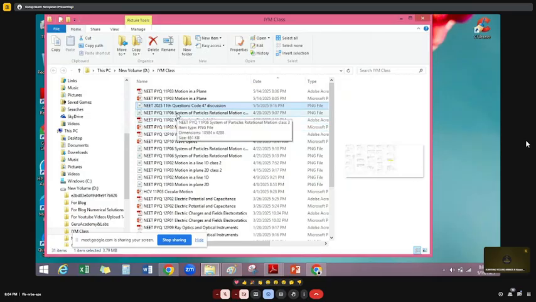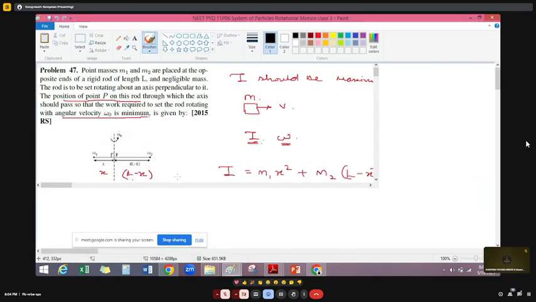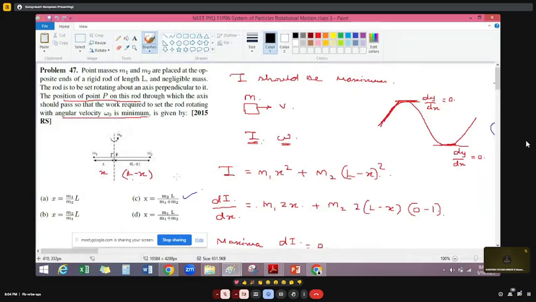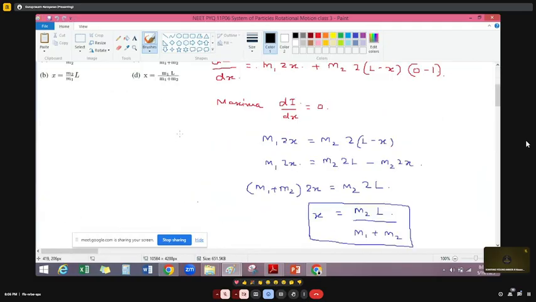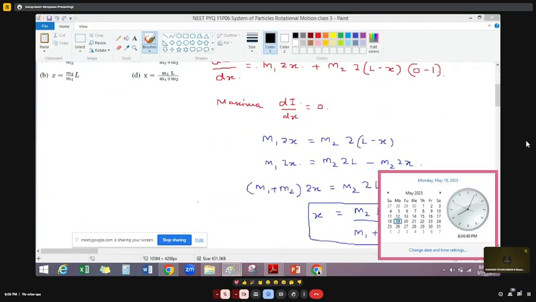Anyway, I will open the system of particles. I think we stopped system of particles some 2 weeks ago, right before NEET. I think we have done two weeks of NEET 2025, because NEET was on the 4th, right? So we have done these last 2 classes. We have done NEET.